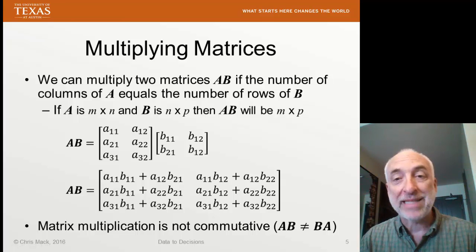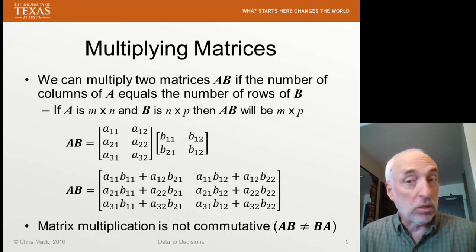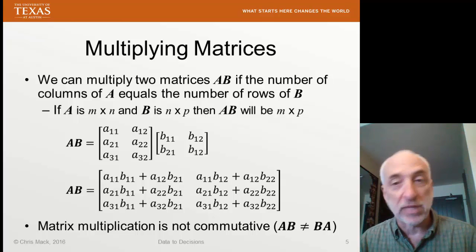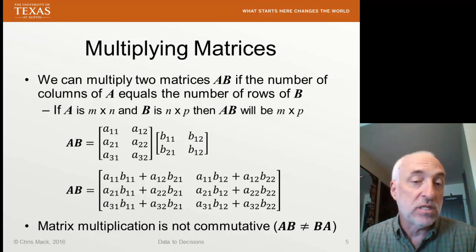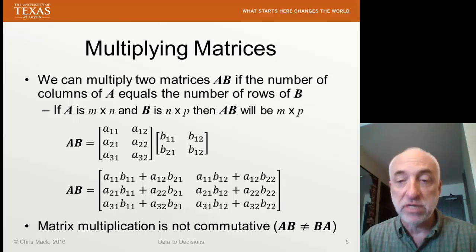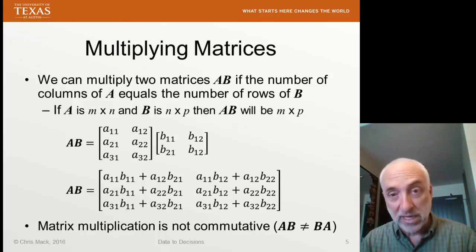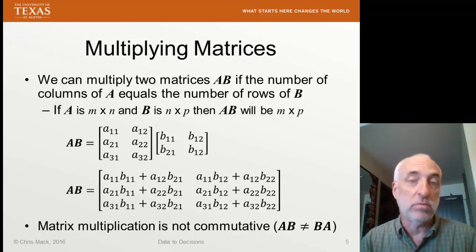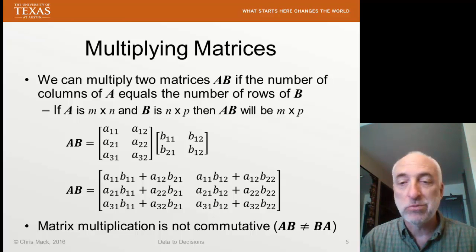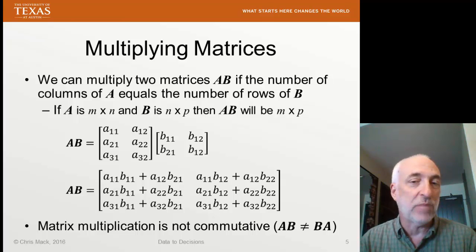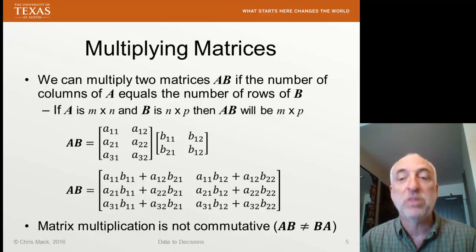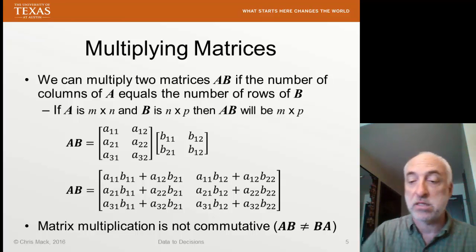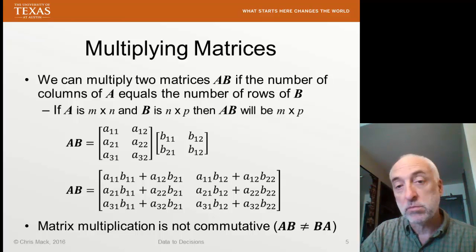Note that if A times B can be multiplied together, B times A generally will not be a proper multiplication unless they happen to be square matrices. But even if they are square matrices, matrix multiplication is not commutative. That is, A times B is not the same thing as B times A. If you want to prove that, just pick a pair of 2 by 2 matrices and multiply them one direction, multiply them the other direction, and you'll see that they're not the same in general.